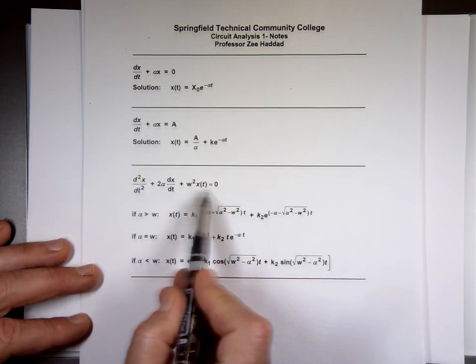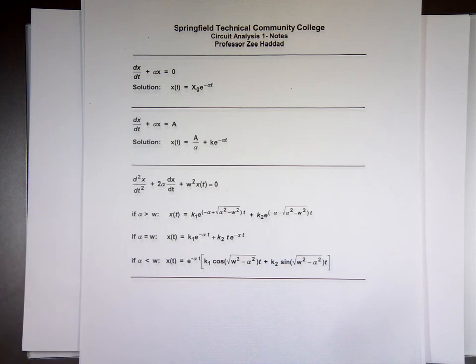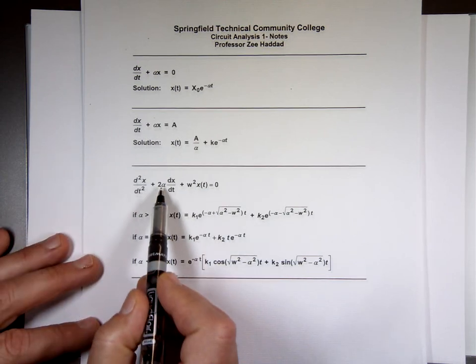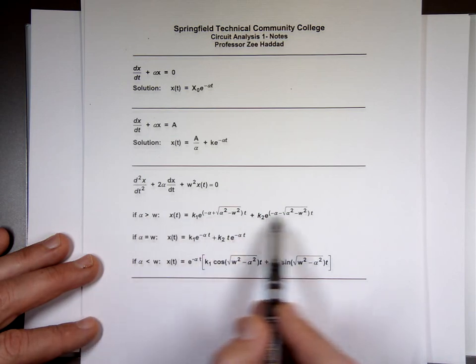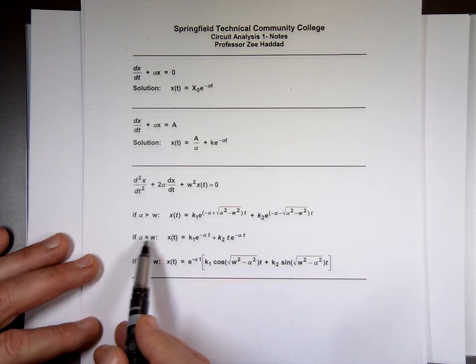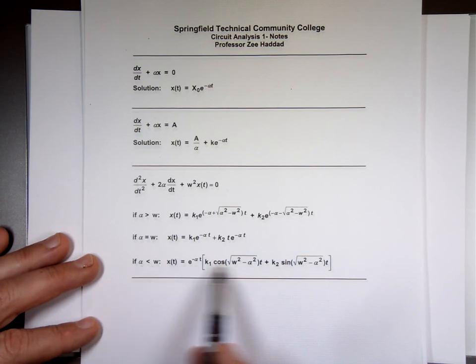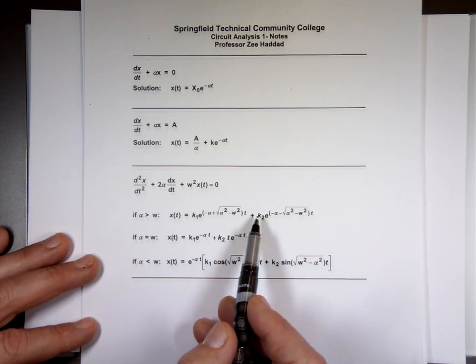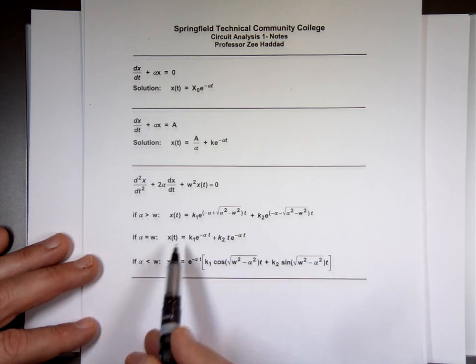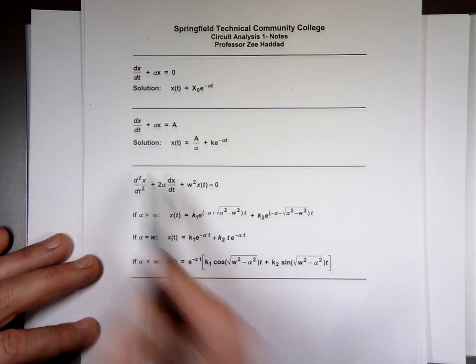So if you have a second order differential equation that looks like this, you could have one of three possible answers. It depends on alpha and w. Notice this is 2 alpha, that's w squared. If alpha is larger than w, your answer is going to look like this. If alpha equals w, it is going to look like this. If alpha is less than w, it is going to look like this. This is known as overdamped, when we look at it later, critically damped, and underdamped function. But that's your RLC circuit.